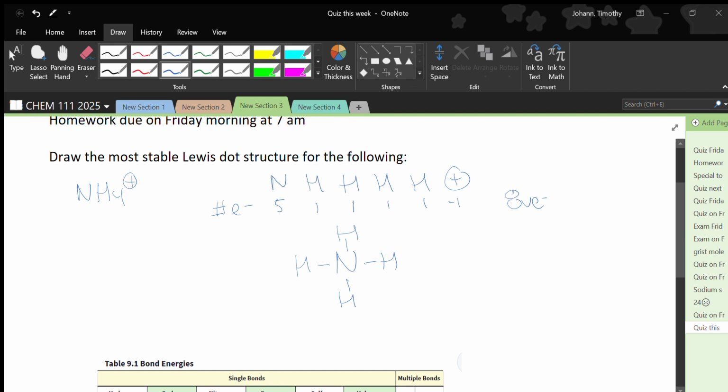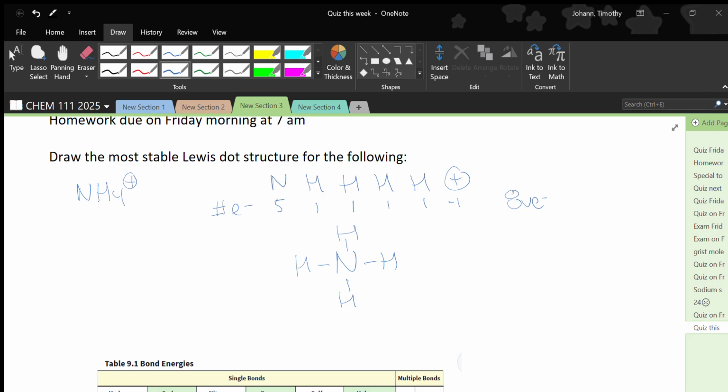Okay. How many electrons? So I've got each hydrogen now. Now I can count up and see how I'm doing. Each hydrogen has 2 electrons on it, right? 1, 2 for each bond. Nitrogen has 2, 4, 6, 8 around it. We satisfied the octet rule.